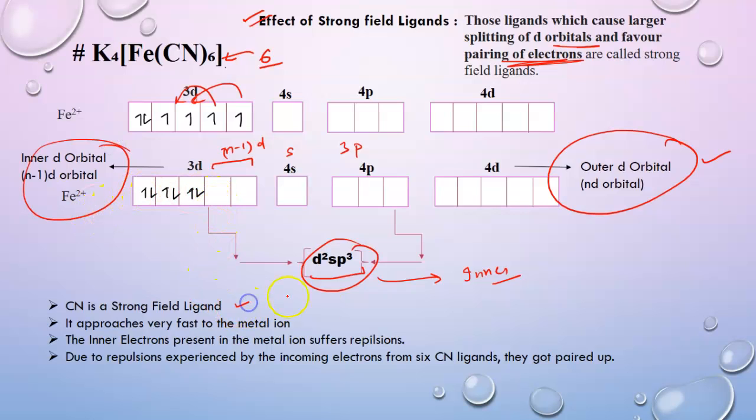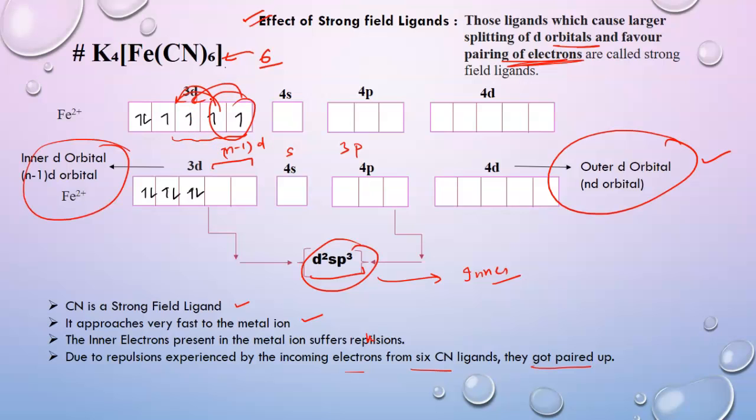Your CN negative is a strong field ligand and it approaches the metal ion very fast. Inner electrons present in the metal ion will be suffering repulsions. Due to repulsions experienced from the incoming electrons of the 6 ligands, they will get paired up. So these two orbitals will get paired up with the rest of the 2 unpaired electrons in order to minimize repulsions.